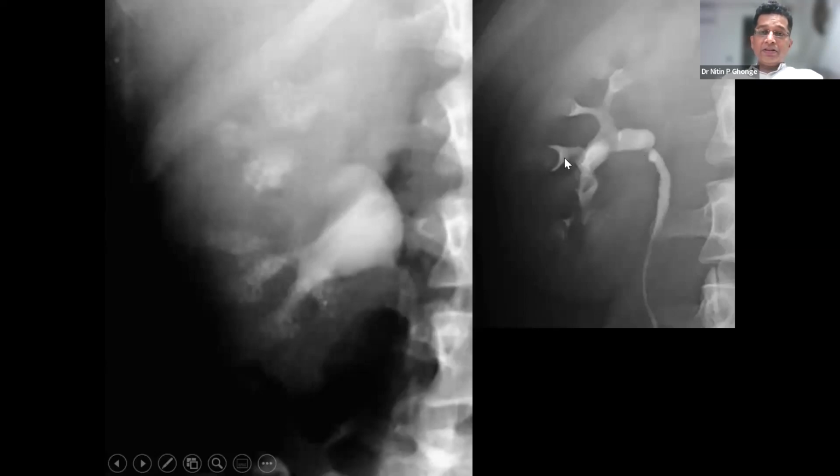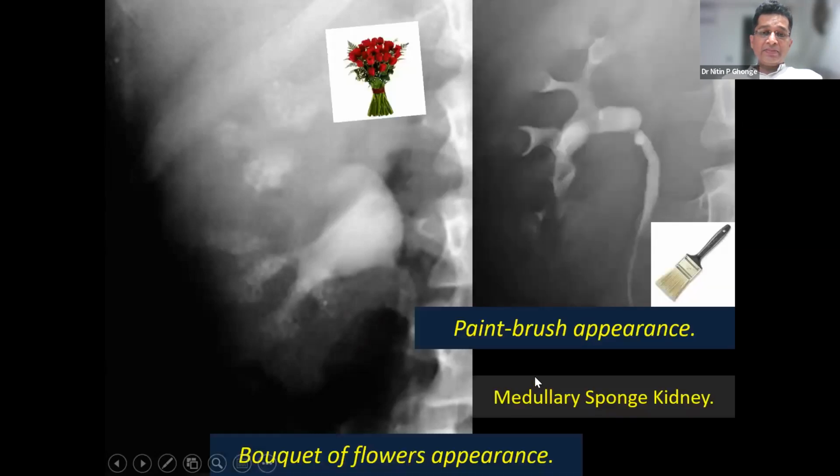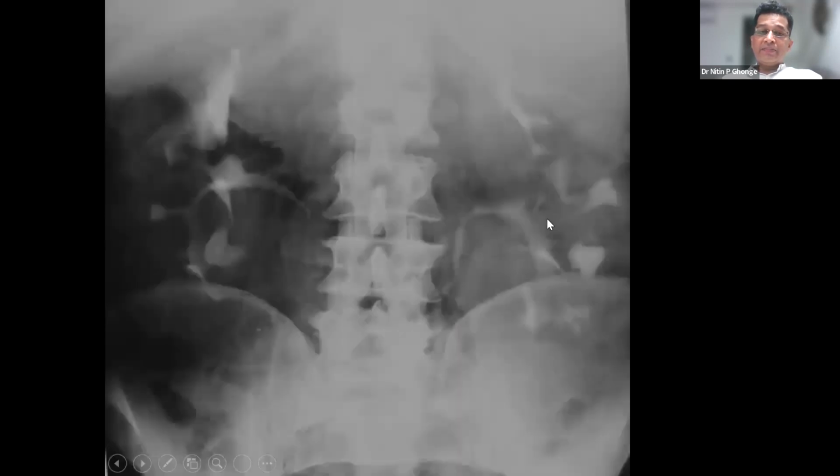Then, as you are already aware, this is the normal C appearance of the calyceal system, this is normal, but at times you can see this punctate appearance. Look at this punctate appearance because of this abnormality in the calyceal cup, which is called paintbrush appearance, or also called bucket of flower appearance. This is because of the condition called medullary sponge kidney, which is a calyceal abnormality, a developmental abnormality.